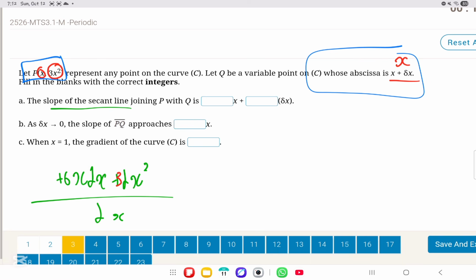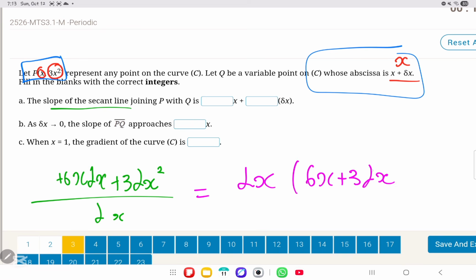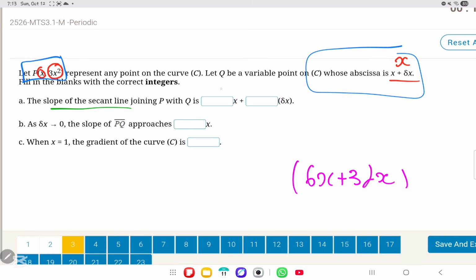Please don't forget to do that. So now it's 6x delta x plus 3 delta x squared over delta x. So now what do we do? We take out the common. What's the common? Delta x. Delta x times 6x plus 3 delta x over delta x. So you cancel this and this. And now you're left with 6x plus 3 delta x. Now they told us if delta x approaches 0, what will be the slope of PQ? You just substitute this by 0 and you will get 6x.